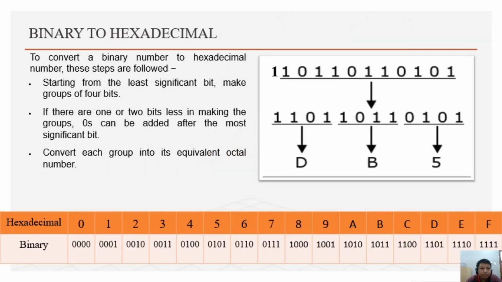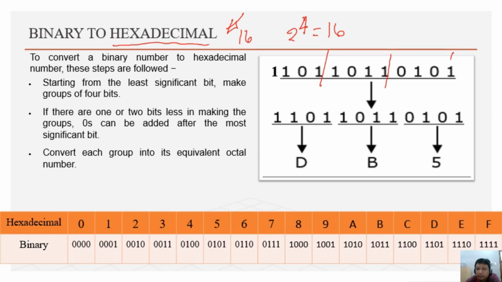So, we can also convert binary into hexadecimal. Like binary to octal, we are also going to use grouping. But in this case, since we have to convert binary to hexadecimal, we are going to group it by 4, since 2 raised to 4 is 16, and hexadecimal is base 16. So, starting from the least significant bit, we group it by 4.